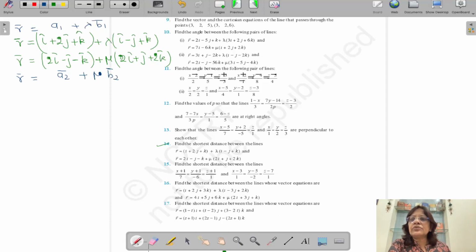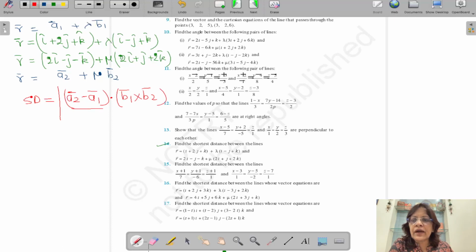So what we do is, from here, what was the formula for shortest distance? The formula for shortest distance was (a2 minus a1) dot product (v1 cross v2) upon the magnitude of v1 cross v2. This was the formula. And shortest distance we always take as a positive value.